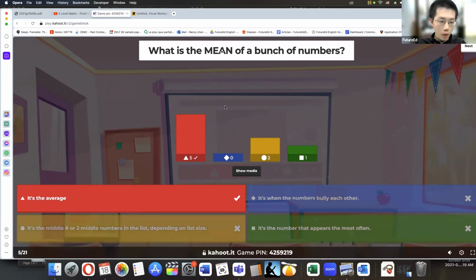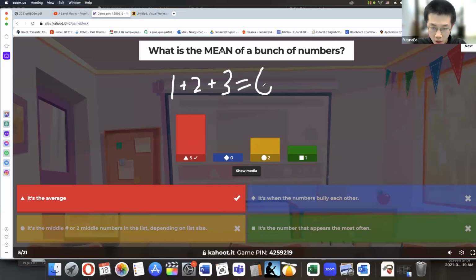If you take all the numbers, you add them up. For example, let's say I have 1, 2, and 3. Okay, I want to find the mean of these numbers. So to find the mean, I would take 1 and add it to 2, 1 plus 2 plus 3. So can everyone tell me what 1 plus 2 plus 3 is? So 1 plus 2 plus 3 is equal to 6, correct?